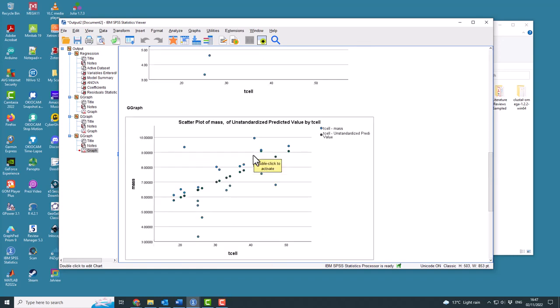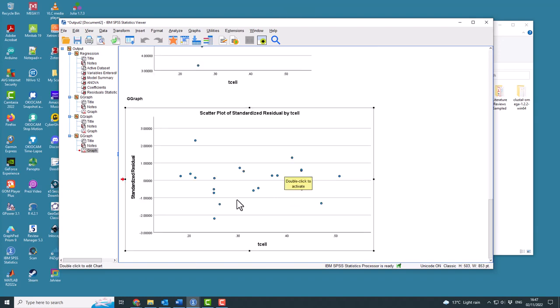Doing regression without the diagnostics is really bad practice. So you need to remember to do the diagnostics, and that's the power of SPSS, because it makes doing the diagnostics pretty trivial.